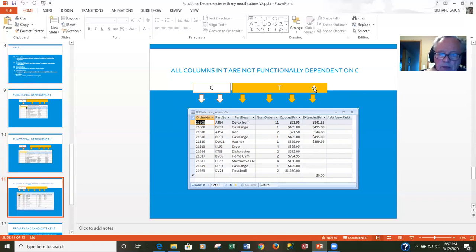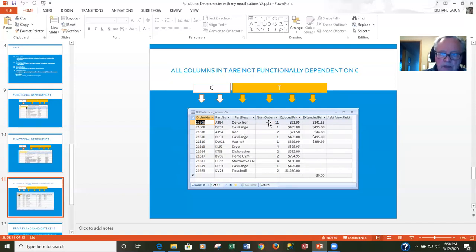So here are a couple of problems here. One problem is that the deluxe iron, the part description, is not dependent on the entire primary key. It's only dependent on the part num key. So this is a problem because we don't need the order number to determine the name of the part. We only need the part num key. And so we'll find when we look at normalization that we would remove this column.